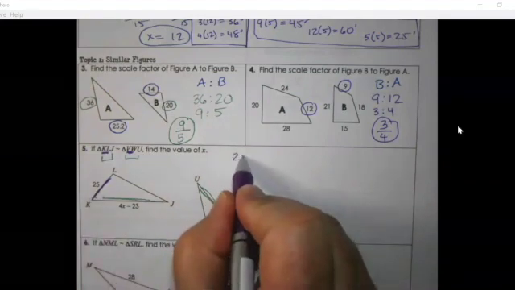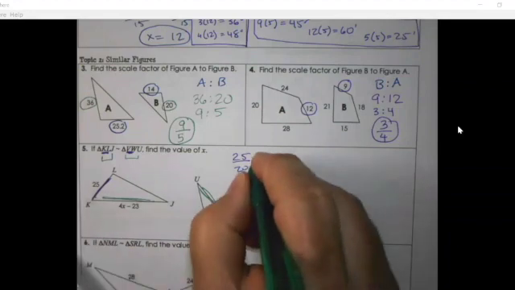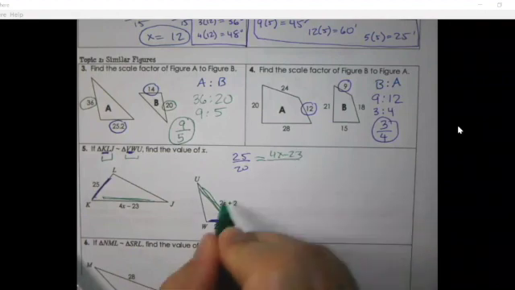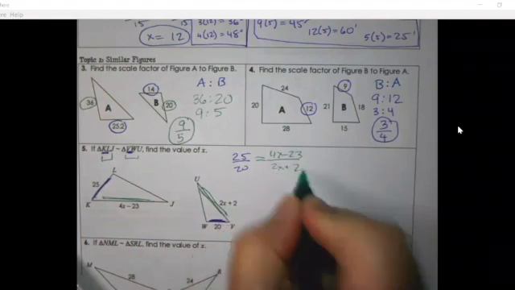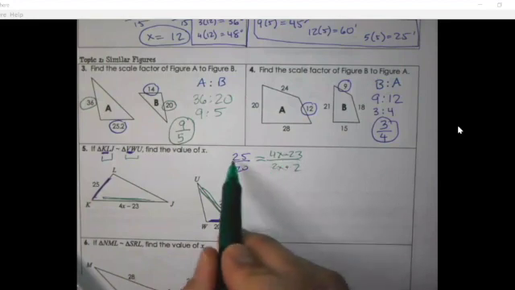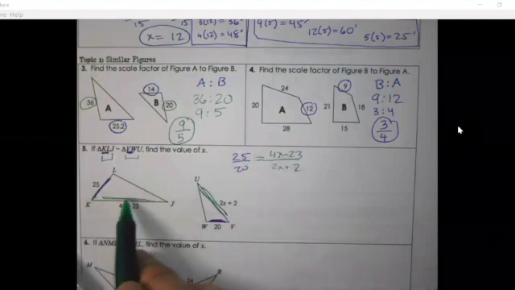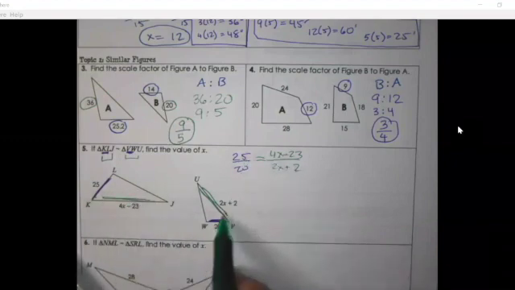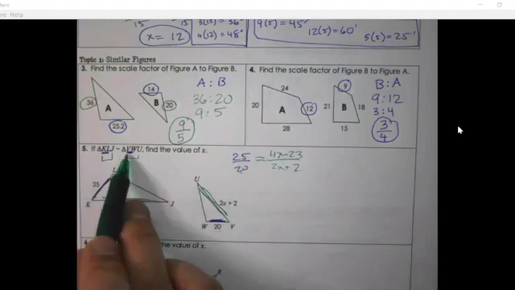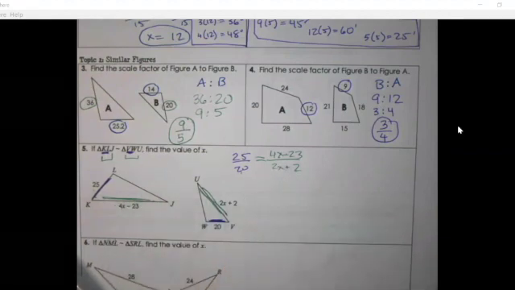I can say 25 is to 20 as 4x minus 23 is to 2x plus 2. How do I know this goes on top, this on the bottom? Well, remember that horizontally they have to have something in common. They do, they're part of this picture. Horizontally, these have something in common. Vertically, they have to have something in common. These are the corresponding parts by the similarity statement, and so do these by the corresponding parts.